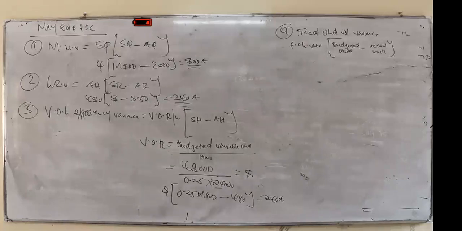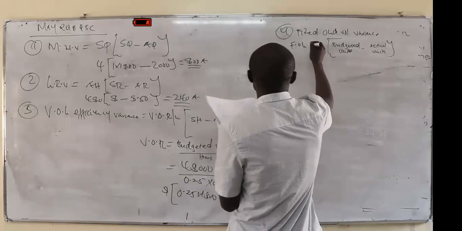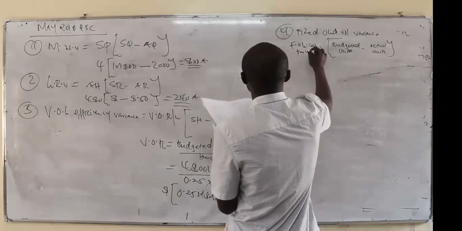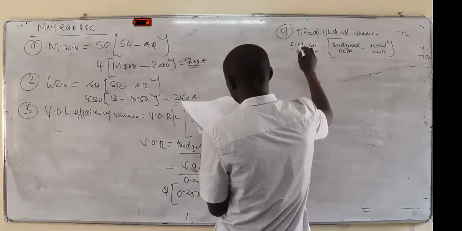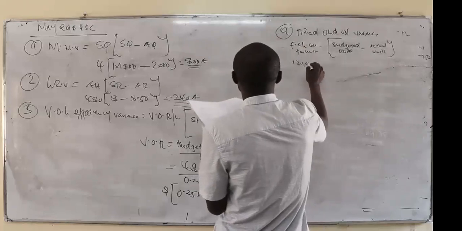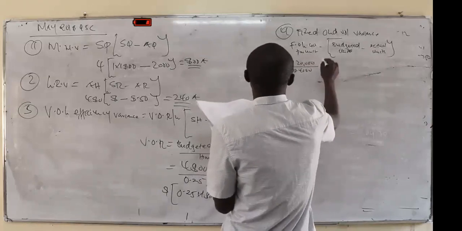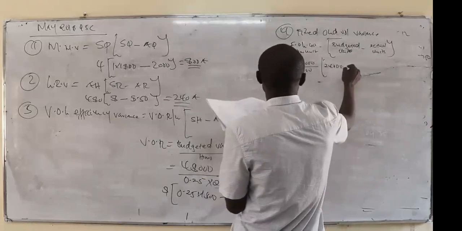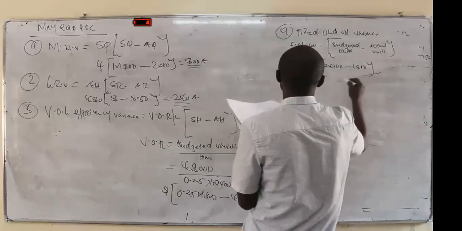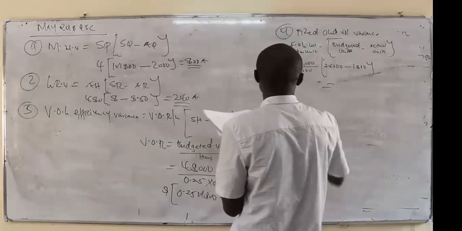So fixed overhead cost per unit is how much? Budgeted fixed overhead cost per unit will be 120,000 divided by 24,000. In bracket, budgeted units 24,000 minus actual units, 1,800 units. So that one will get how much?